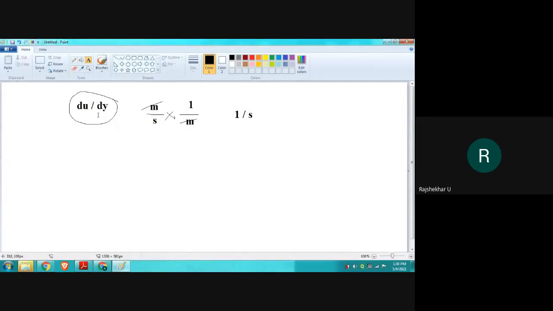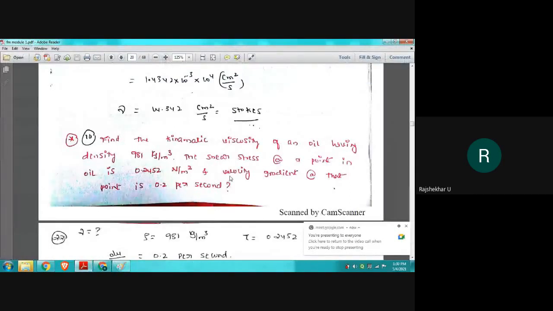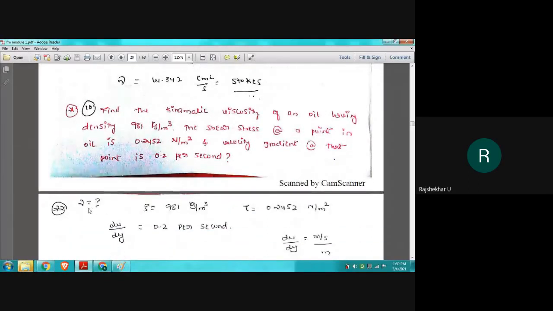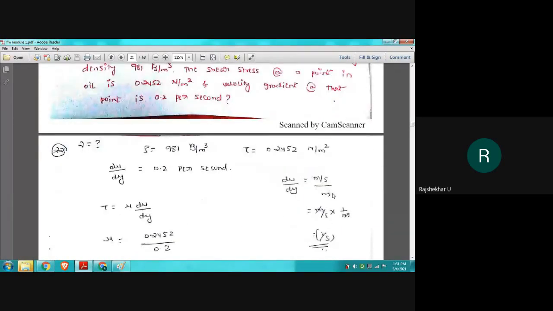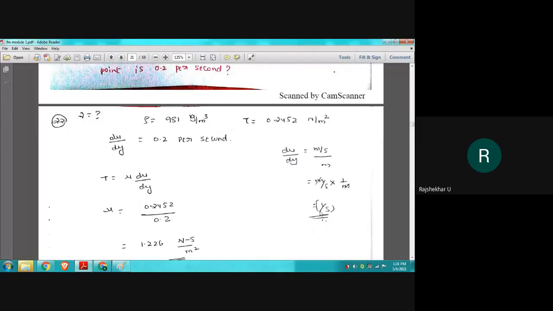So here we are considering velocity with distance. If I refer to the problem statement, the velocity gradient at that point is 0.2 per second. I hope you got it. They have given the value of du by dy. So the values are given. This kinematic viscosity we have to find out. Density is given. Tau value is given. Du by dy is given. Du by dy is meter per second upon meter. Meter and meter will get cancelled. We will be left with per second, or 1 by second.